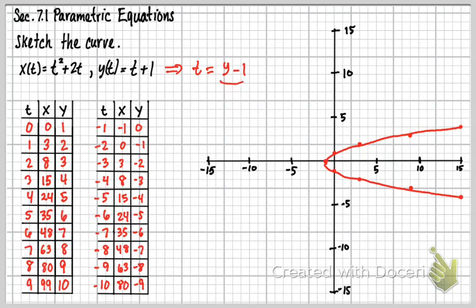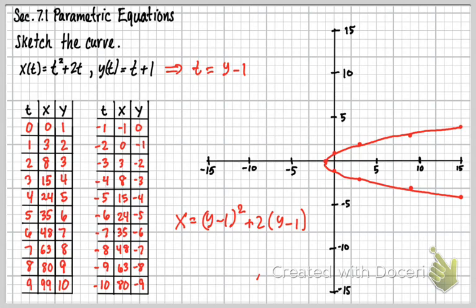So now I'm just going to take this here and sub it in the other one wherever I see t. So that's what I'm going to do next. So that means my x is going to equal (y minus 1) squared plus 2 times (y minus 1). So like I said, I just took all of the t's and plugged in y minus 1.